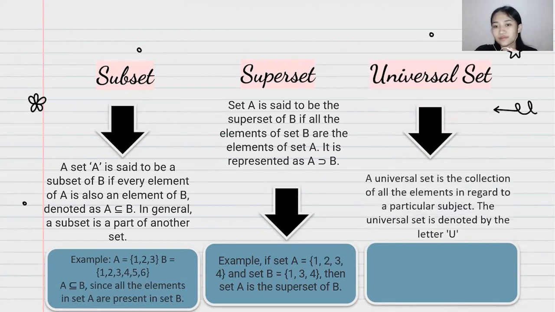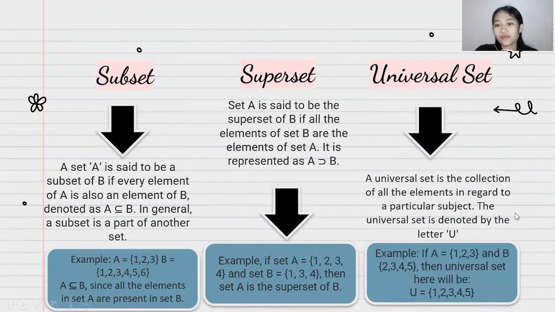Universal set. A universal set is the collection of all the elements in regard to a particular subject. The universal set is denoted by the letter like this. For example, if A is 1, 2, 3 and set B is 2, 3, 4, 5, then the universal set here is 1, 2, 3, 4, 5 like this.